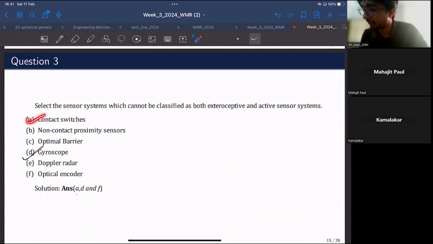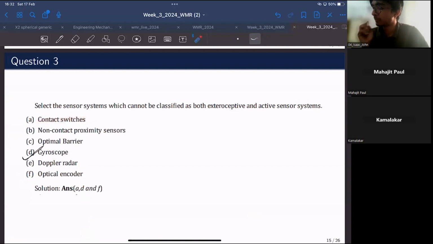I don't think options A and F are correct, because it says which cannot be classified as both exteroceptive and active sensors. The optical encoder is proprioceptive, but it is an active sensor, right? So that cannot be an option. And same for the contact switches. That is an exteroceptive sensor, so we can eliminate this.